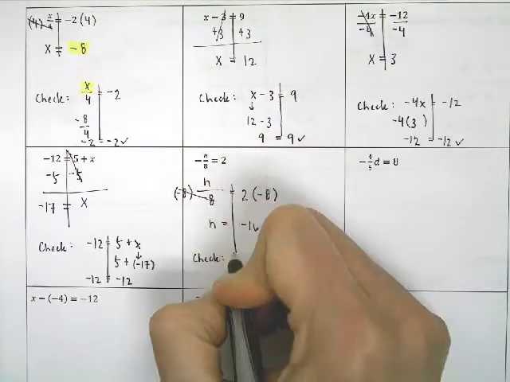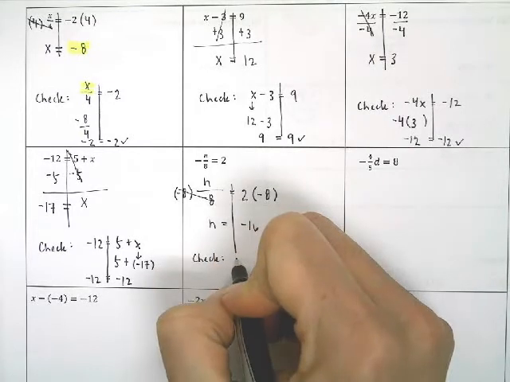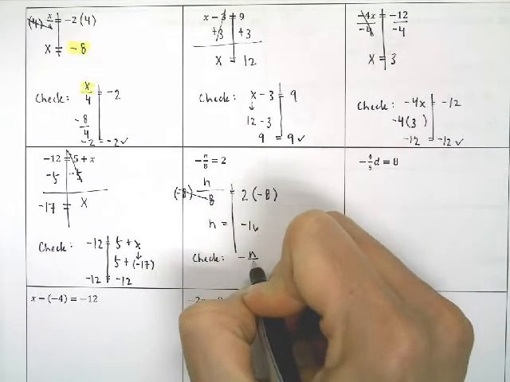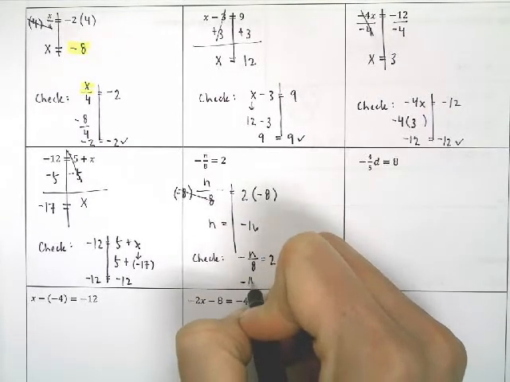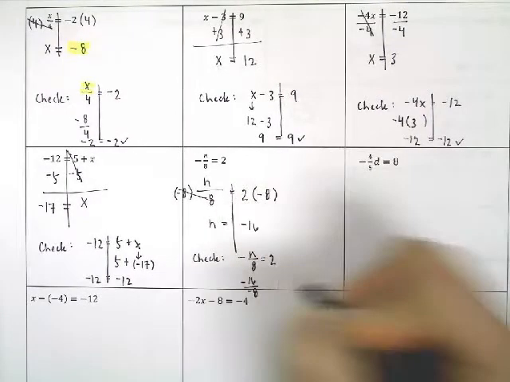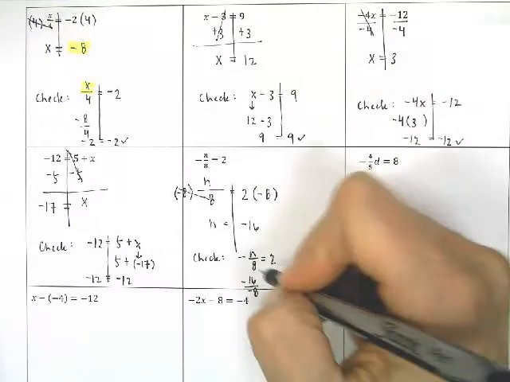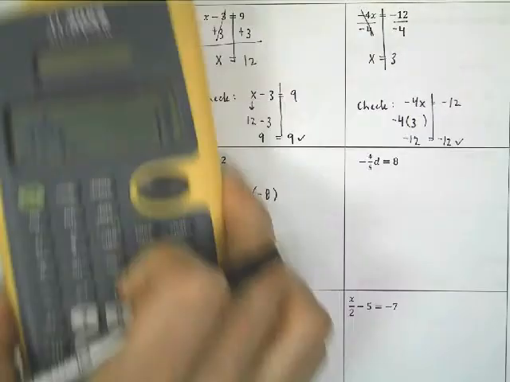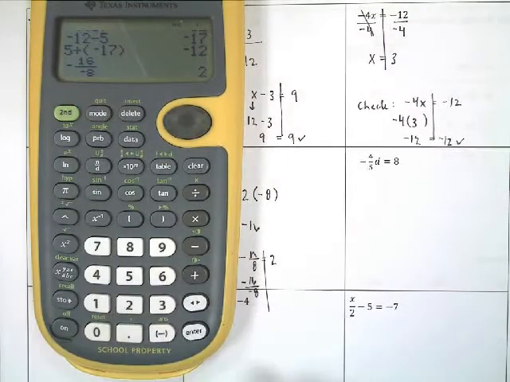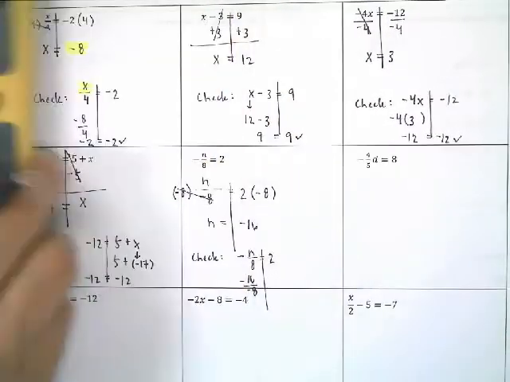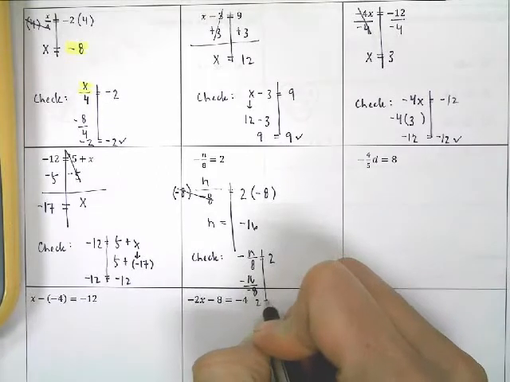So to check, this one's going to be a little interesting. I have a negative n over 8 equals 2. So my n was a negative 16, and I was dividing that by a negative 8. So in my calculator, if I do a negative 16 divided by a negative 8, I do get a positive 2.